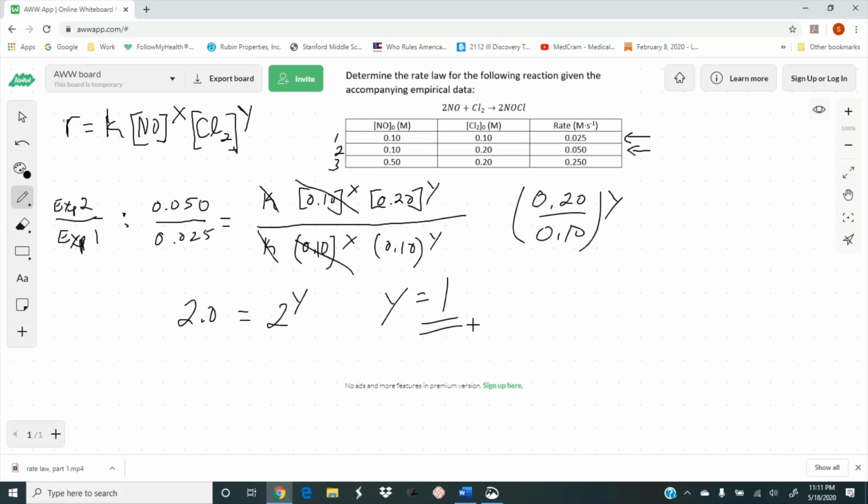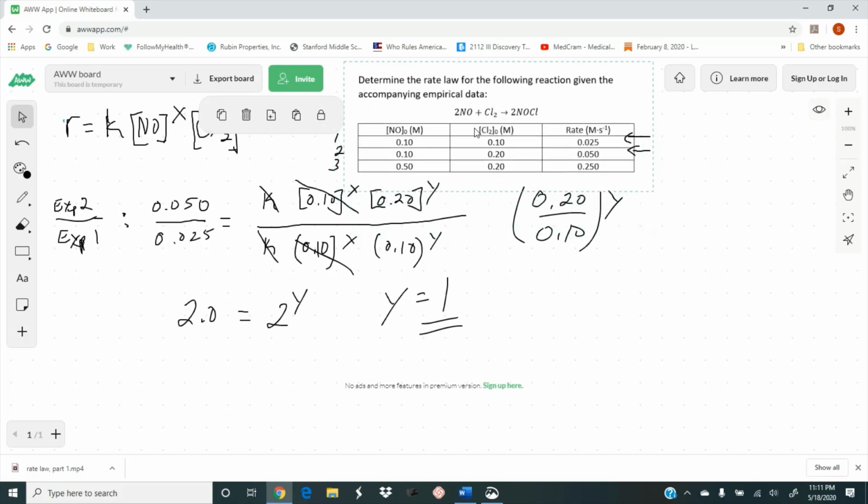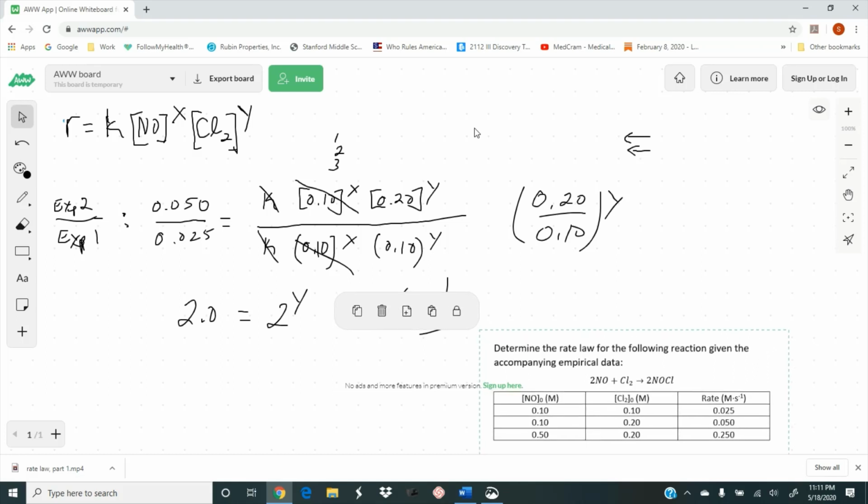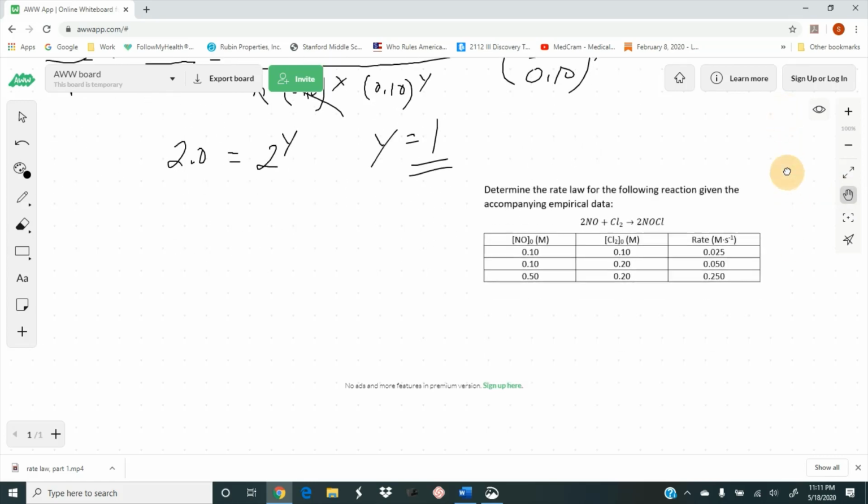Don't worry, it's not all going to take this long. It's just the first time it's going to explain it. So I'm going to have to move this stuff down. Let me move this down here also, so we can do the next part. So now we know that your Y is 1. Let's try to figure out X.